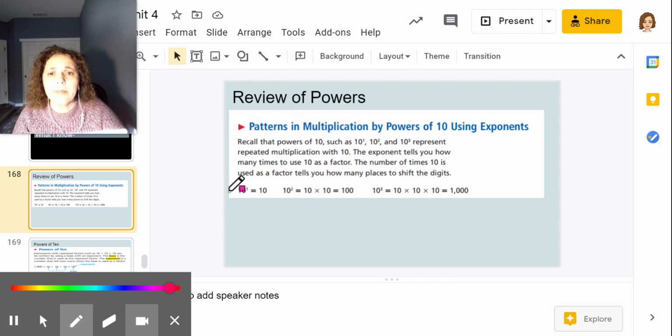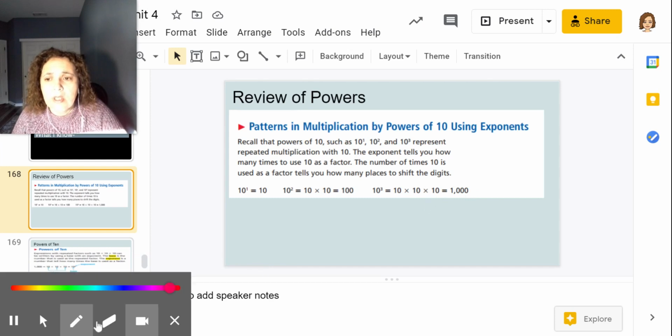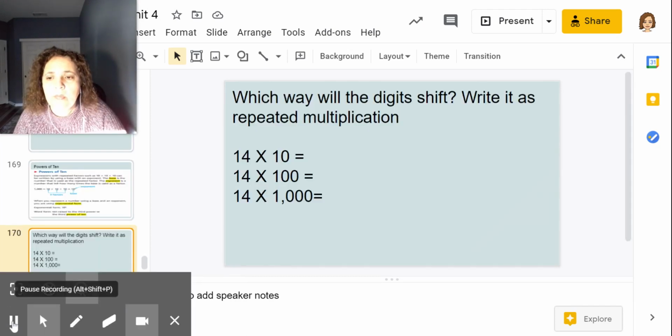Okay, so remember that with powers of 10, our base is the 10: 10 to the first power, 10 to the second power, 10 to the third power, remember? 10 to the first power tells you have 1 ten, so it's just worth 10. 10 to the second power means you have 2 tens, so it's 10 times 10, which is 100. 10 to the third power tells you have 3 tens, so it's the same thing as 10 times 10 times 10, which is 1,000. Does that sound familiar? All right, so let's look at this review.